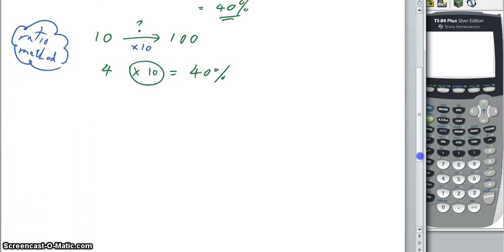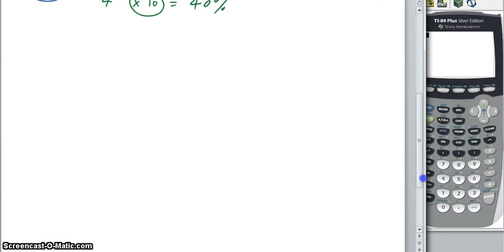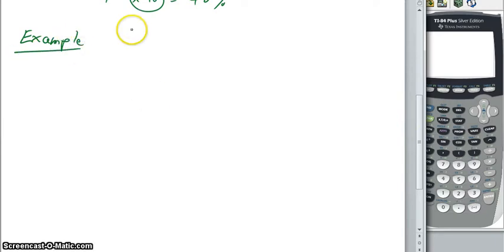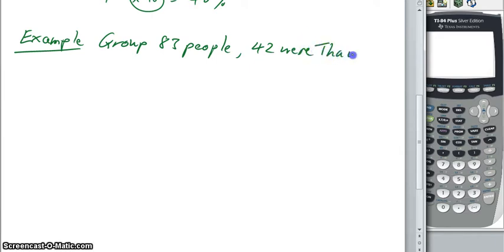Now let's make something a little more realistic, because in our class we don't have 10 people, and so the numbers we're using might be a little trickier. Let's do another example. In a group of 83 people, let's say 42 were Thai. Just making this up as we go.